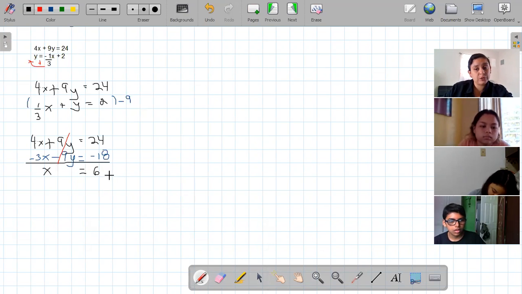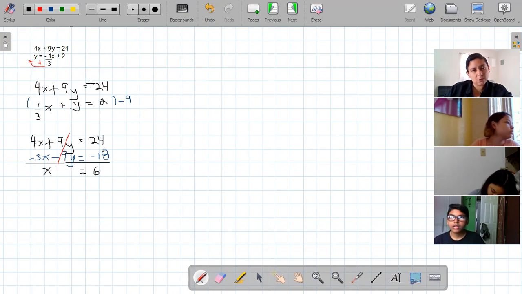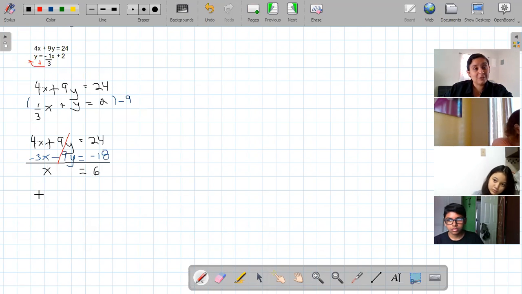And now I need to substitute this one in one of the equations. In which equation would you substitute it? In the first one. Do it in the second one, because the y is already alone, so it's not harder. It's really easy. So the y is already alone, so we substitute it in there.